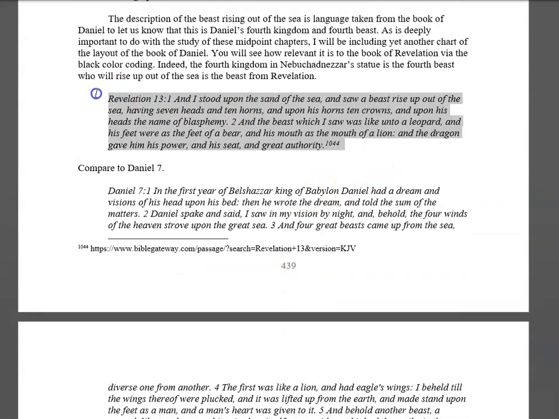Okay, here we go. This is Revelation 13. I stood upon the sand of the sea, saw a beast rise up out of the sea, having 7 heads and 10 horns. Upon his horns 10 crowns, and the name of blasphemy. He was like unto the 3 that came before, and he is the 4th.